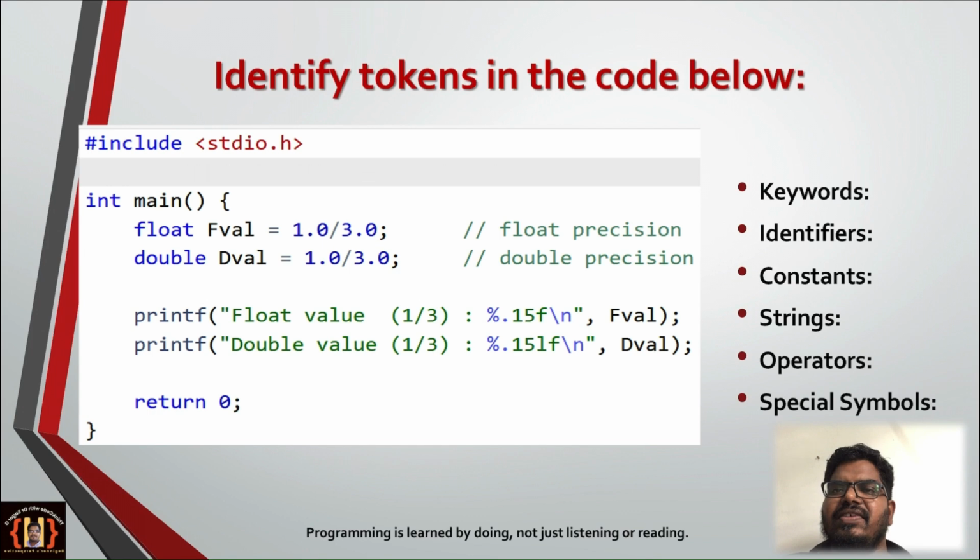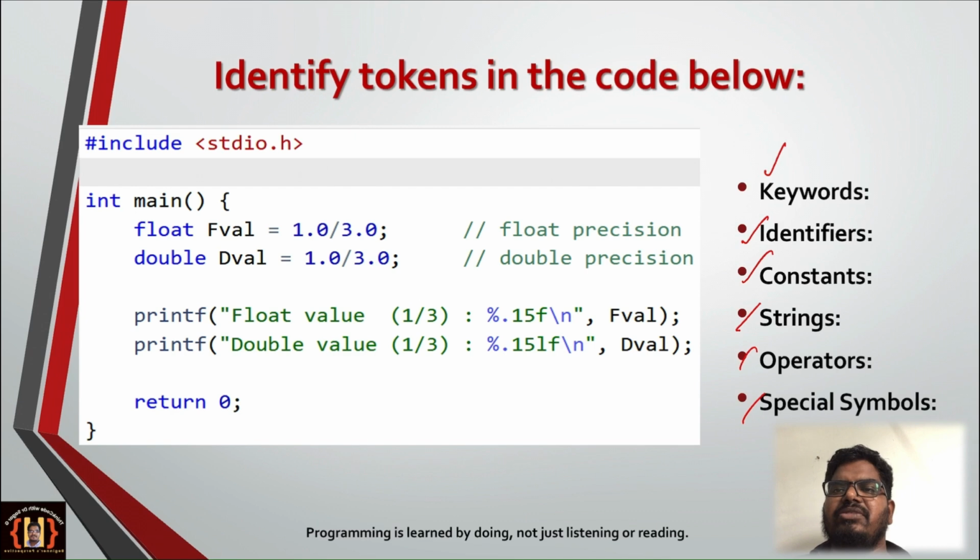Right, let's see the first example. In this example, let us identify the keywords and the C tokens. You have to identify the keywords, identifiers, constants, strings, operators and special symbols. So let us take some time here and try to identify the various categories of tokens.